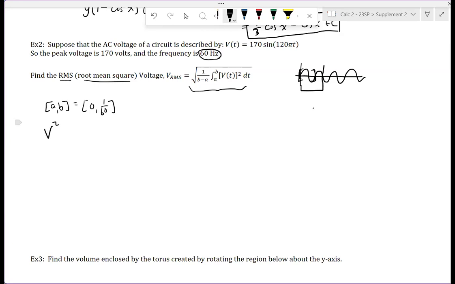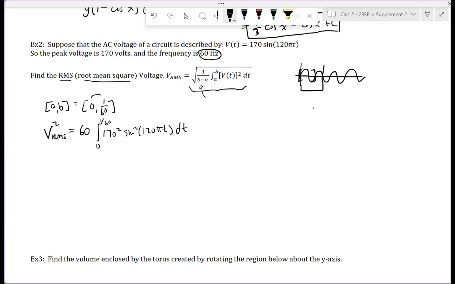So let's compute V squared RMS, just so I don't have to keep writing the square root. Then we'll take the square root at the end. So I see 1 over b minus a. Well, b minus a is 1/60th, and 1 over that is 60. So that's this fraction out in front. And then I'm integrating from 0 to 1/60th. I'm integrating v squared, which is 170 squared sine squared 120 pi t dt.